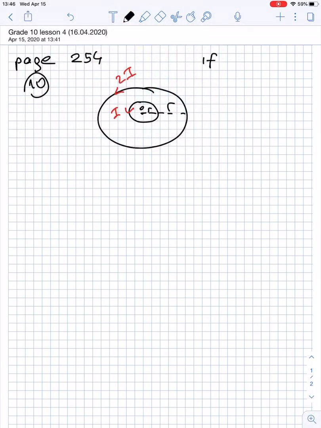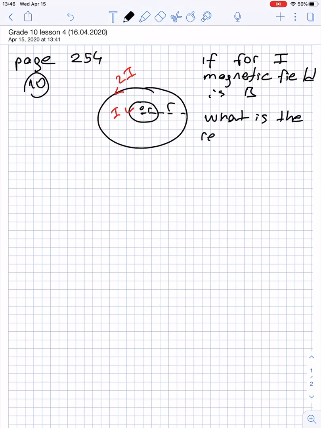Then if, for the first current I, the magnetic field is B, what is the resultant magnetic field for both loops?